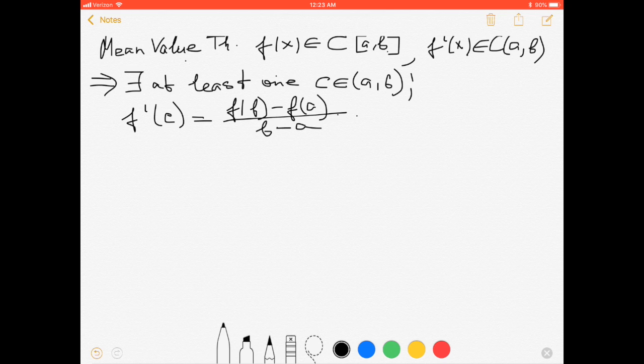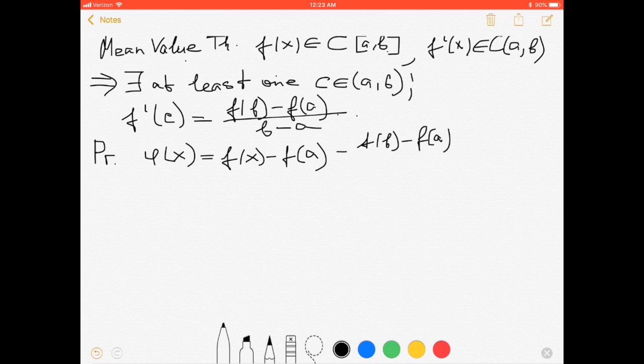We try to prove this theorem. Proof. For proving, we build a new function phi(x), which is equal to f(x) minus f(a) minus (f(b) minus f(a)) over (b minus a) times (x minus a).